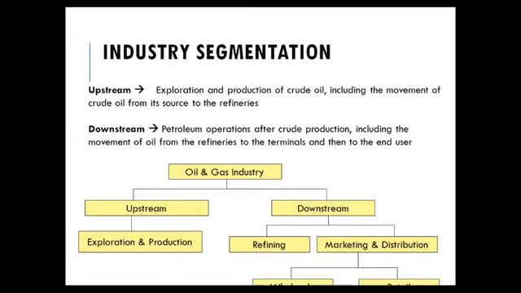So there are different industry segmentations: upstream and downstream, exploration and production. Though functionally there are three industry segmentations: upstream, midstream, and downstream. But as per IS oil, we consider only two: upstream and downstream. What is IS in SAP IS oil and gas? IS means industry specific.